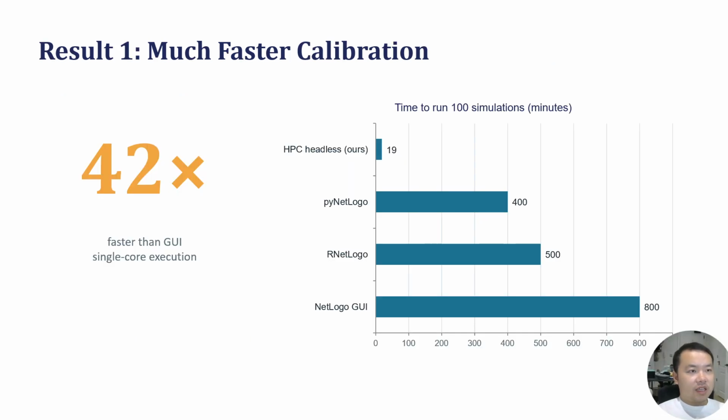Does it work? Yes. Compared with the standard GUI model, our HPC setup is 42 times faster. The chart shows the time to run 100 simulations: over 30 hours on the GUI model, several hours with PyNetLogo or RNetLogo with no GUI, but only 90 minutes with our approach. The speed makes full Bayesian calibration of a high-dimension model possible for the first time.